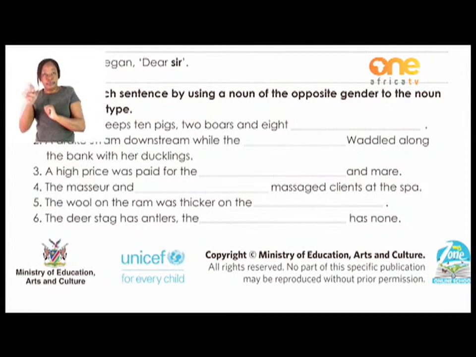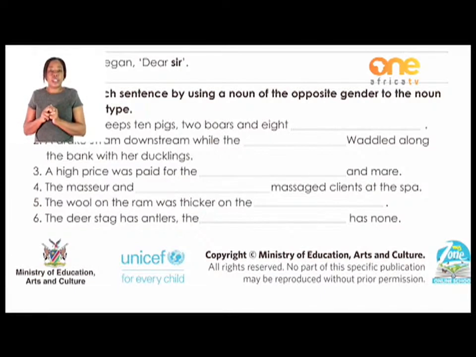A drake swam downstream while the waddled along the bank with her ducklings. The drake is a what? What is a drake? A drake is a male duck. Is a male duck. So now if you have to find the female one, what are you going to say?